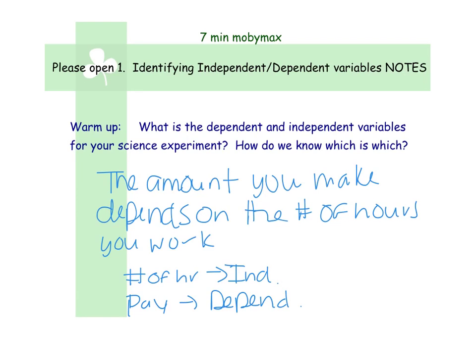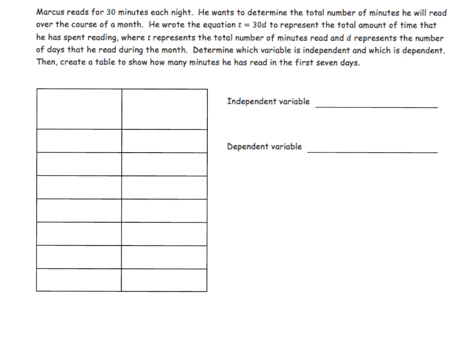So I want you to think about how this relates to your science experiment. What were your dependent, independent variables, and how did you know which was which? For this lesson, you will be reading a description of a situation, and from that description you'll decide what your two variables are and which is the independent and which is the dependent.